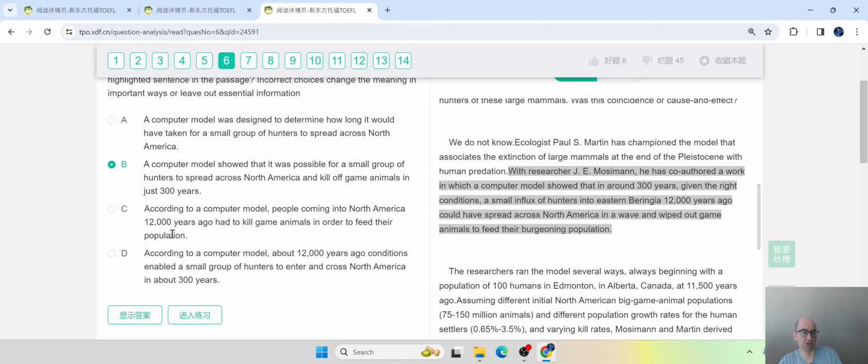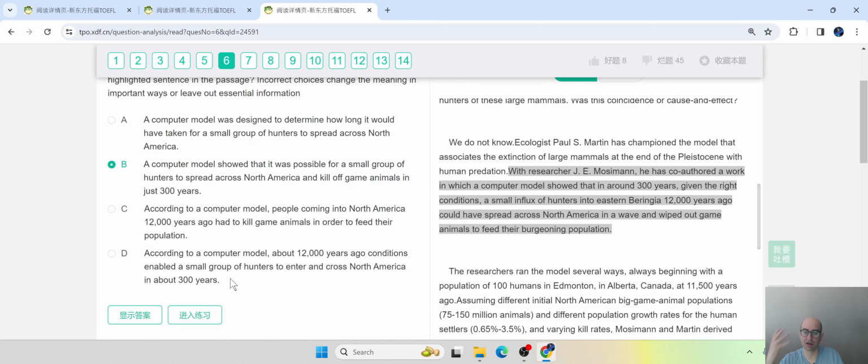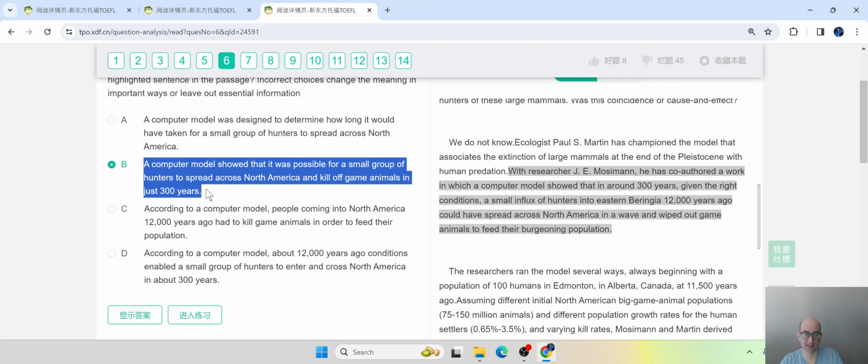So that's kind of modifying the meaning of the highlighted sentence, so it's wrong. Now let's check D just to be safe. According to a computer model, about 12,000 years ago, conditions allowed a small group of hunters to enter and cross North America in about 300 years. Well, okay, but where's the bit about how they killed off the game animals, right? They didn't mention that. They're missing essential information here, important information. So based on that, our correct answer obviously is B. It included all the essential details, guys.